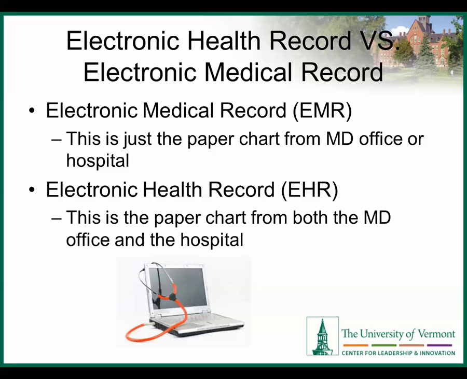So when we're looking at what the difference is between the electronic health record system versus the electronic medical records. If you look at electronic medical records, it's just the paper chart from the provider's office or just the hospital. When we're talking about the electronic health record, it's all encompassing, but it's not just only the provider's office that has that paper chart, but also the hospital and putting those together.